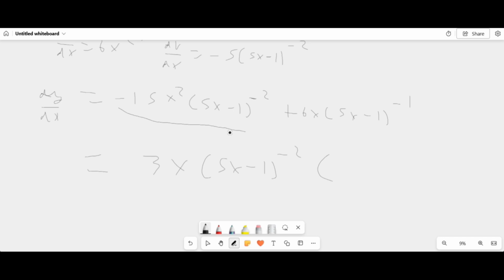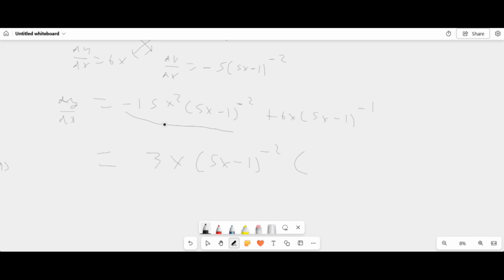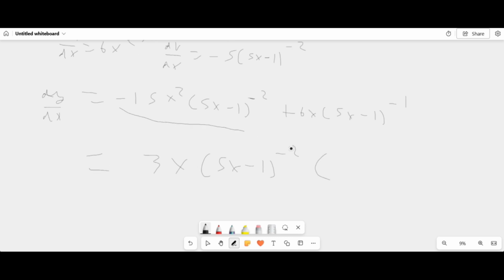Alright, so if you think about this here, if you take out 3x from minus 15x squared, that's going to get minus 5x. So minus 5x here. And then if we take 3x out from 6x, that's going to be 2, so that's just plus 2.